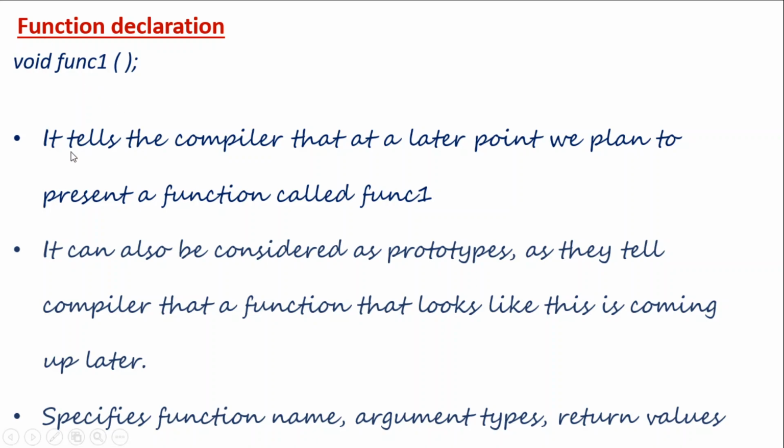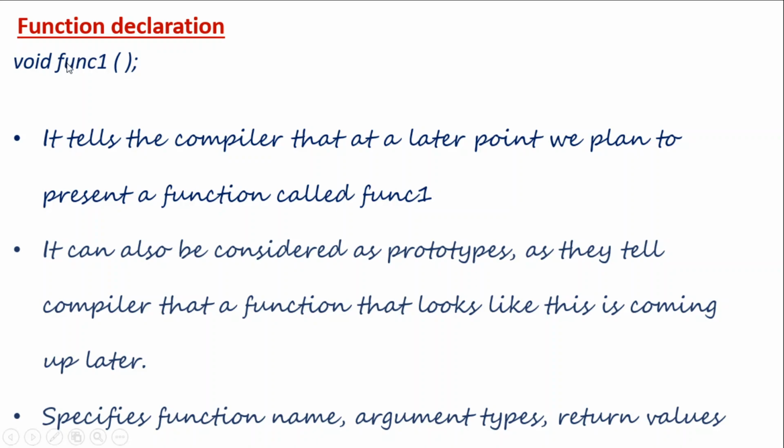When you declare a function, it tells the compiler that at a later point we plan to present a function called func1. Okay, so this is an instruction to the compiler. As you include the preprocessor directives, hash include and all, these are instructions to the compiler, right? Similarly, when you declare a variable, you write int x, y, z. It gives the compiler an instruction that at a later part of the program, there may be some variables called x, y, and z, and they are of integer type.